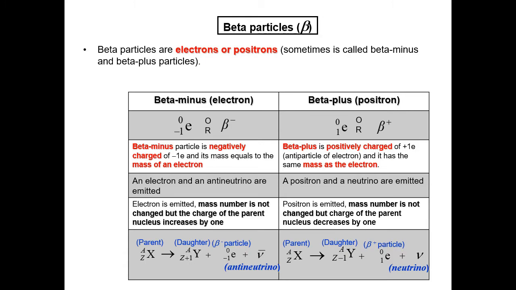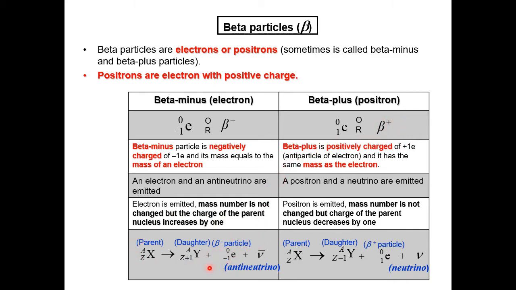First is beta minus, and the second is beta plus. The beta minus is known as electron, while beta plus is known as positron. For beta minus you can use electron 0, negative 1, or you can also use β minus. While for beta plus, you can use electron 0, 1, and you can put β plus.